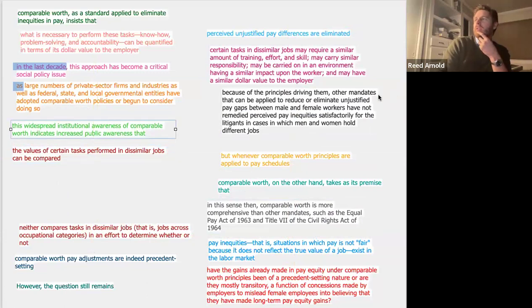So the reason I put this here is because, again, this widespread institutional awareness. What widespread institutional awareness? That connects to the large number, all this stuff about the private sector firms and industries. That is the widespread institutional awareness. So that really seems to be like that. This would be the next sentence after that.